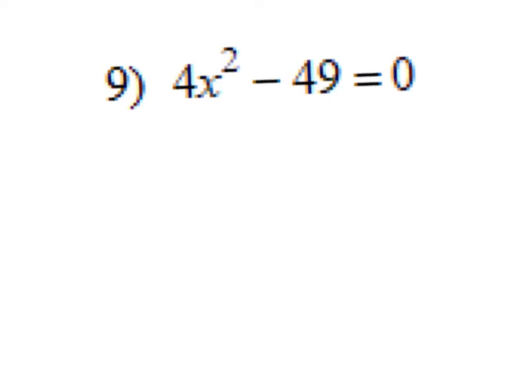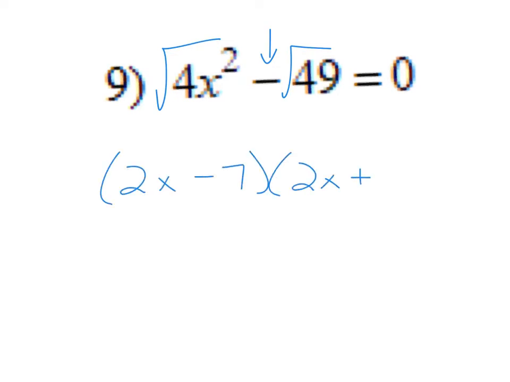All right, so this one's a difference of squares. So again, I'm checking, can I square root? Do I have a negative and can I square root? And the answer is yes. So I end up with 2x minus 7 and 2x plus 7 equal to 0. So now I'm going to set each factor equal to 0 and solve.